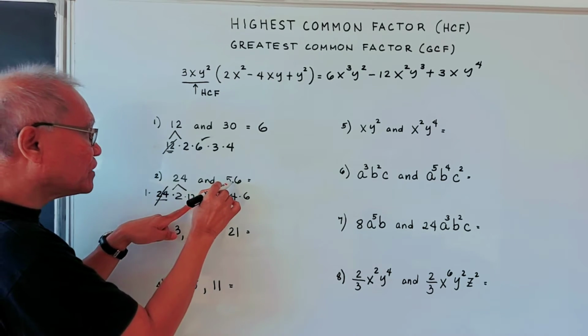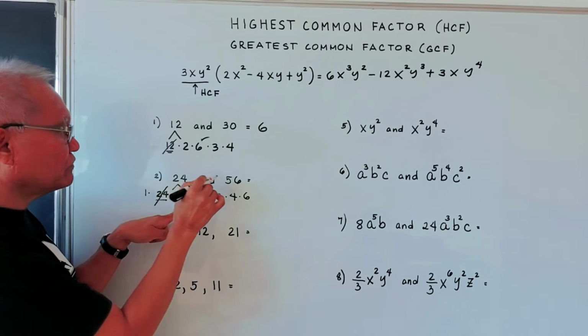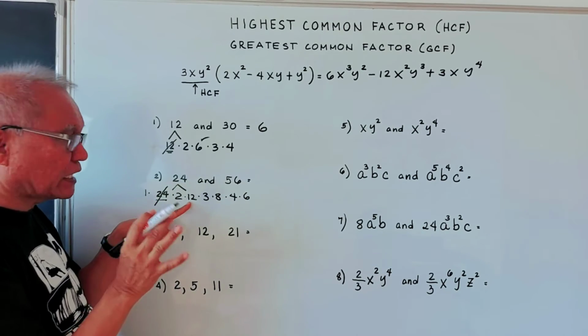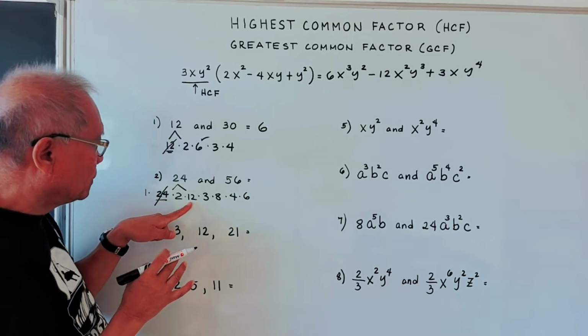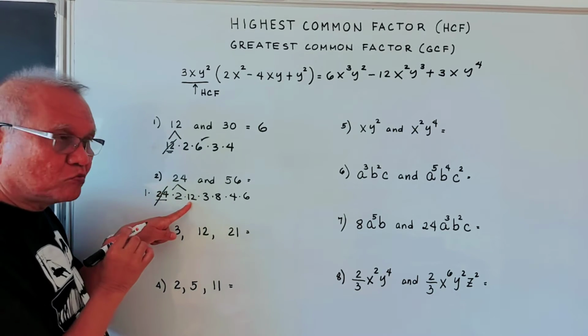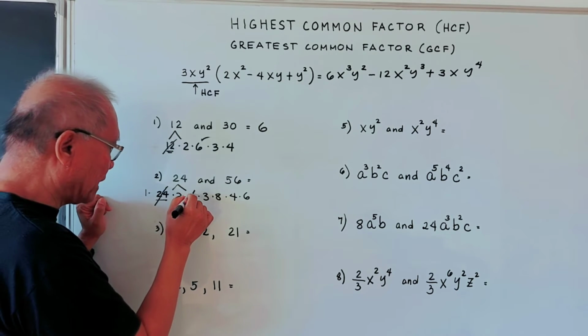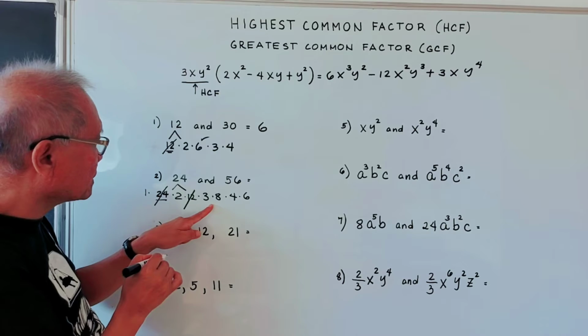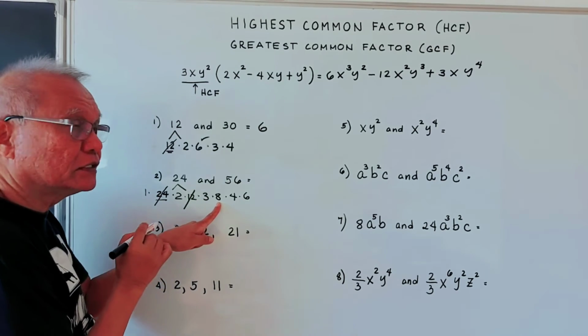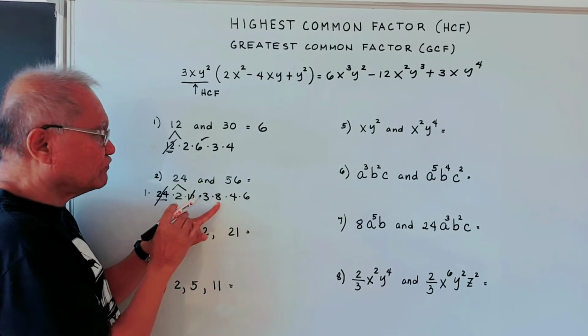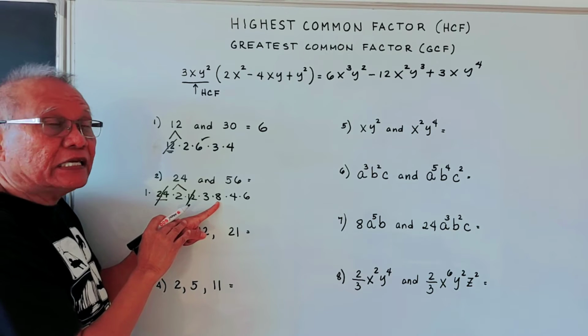Okay, divide 56 by 12. Can we divide 56 by 12 and get an exact answer? No. So 12 can't be our HCF, cancel it. Next, 8. So we try 8. Now, 56 divided by 8 is exactly 7.